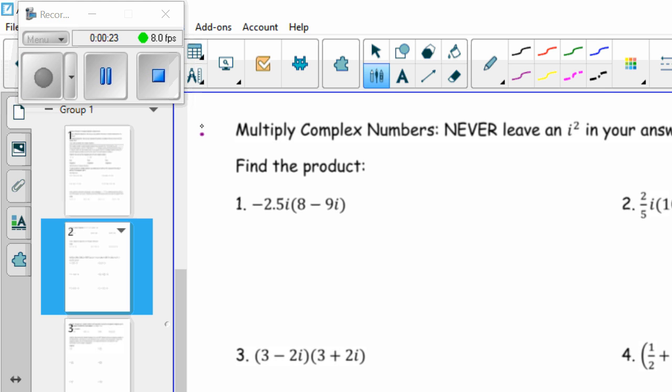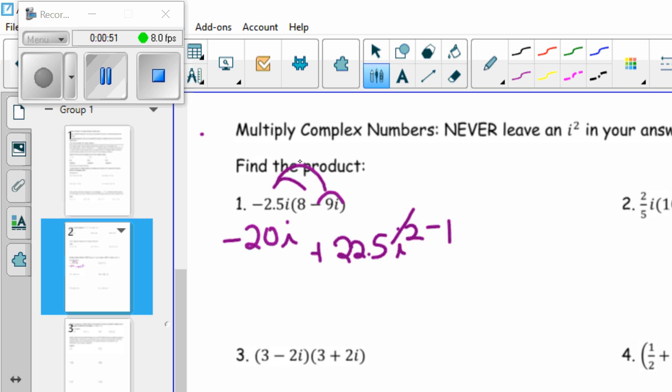We simply need to distribute the negative 2.5i with everything inside parentheses. So negative 2.5i times 8 gives us negative 20i. Negative 2.5i times negative 9i: the negative 2.5 times the negative 9 gives us plus 22.5, and then i times i gives me i squared. My i squared always turns to -1.